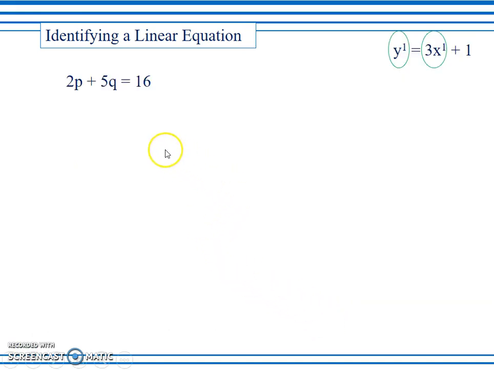Okay, so here we have an equation. It has two different variables. They are in different terms, and they're both to the first power. So this is a linear equation. Take a look at this equation. Is this a linear equation? S equals 2/10 times P. Yes, it is. And here we have another one. 24 equals R times T. Nope, it's not. And it's not because both of the variables are in the same term.